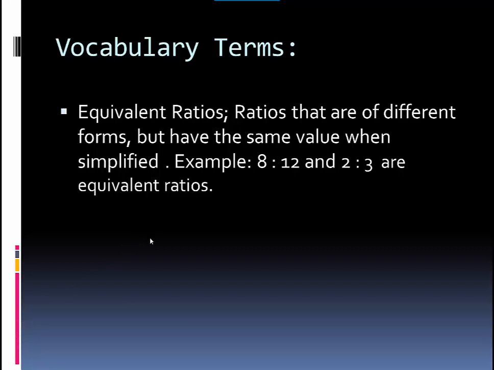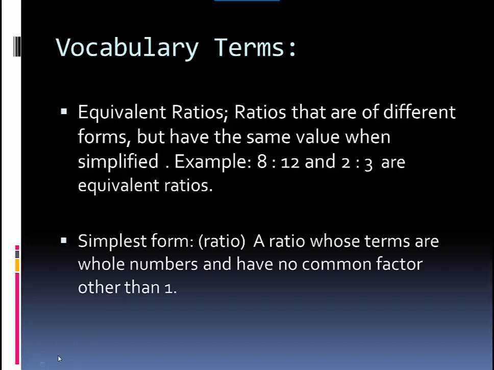In this lesson, you will hear vocabulary terms. Equivalent ratios. These are ratios that are of different forms but have the same value when simplified. Example, 8 to 12 and 2 to 3 are equivalent ratios. Simplest form ratio. A ratio whose terms are whole numbers and have no common factor other than 1.